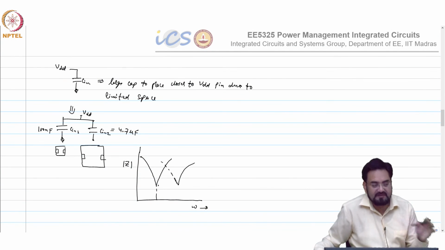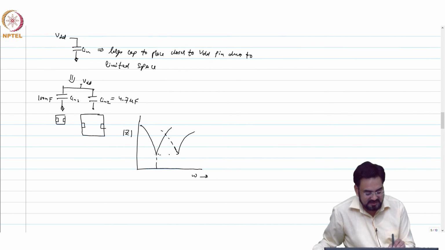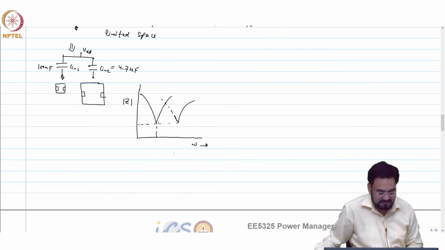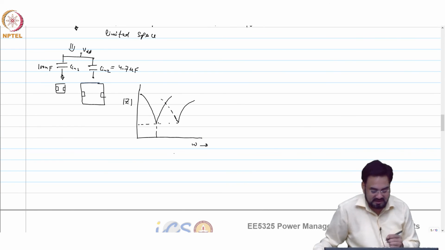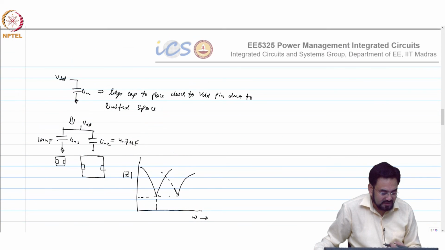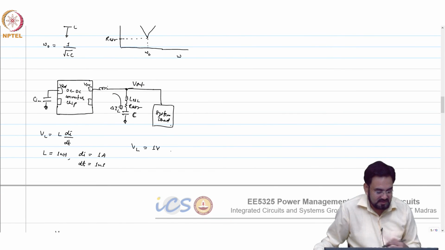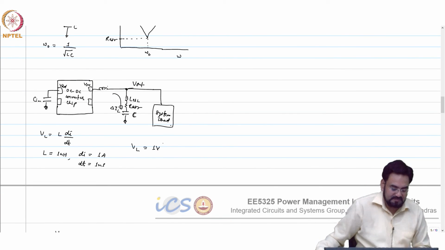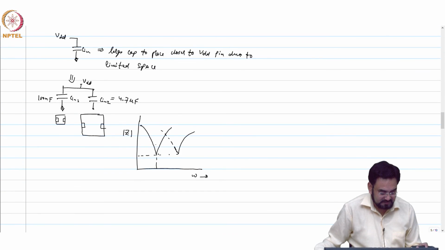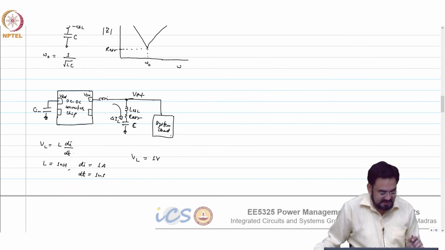if there is a risk of having larger ESL. Even so, your ESR will also come in parallel, so that will also get reduced. So it will basically benefit you in both ways, in ESL as well as ESR. So that's how most of the time we place the capacitor around your chip at a system level. Okay. So this is very important.